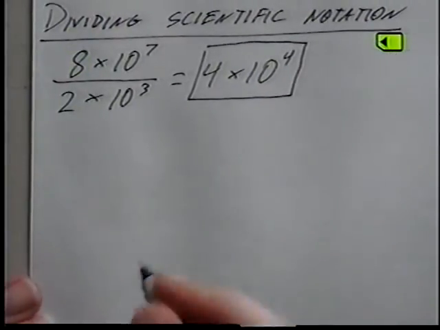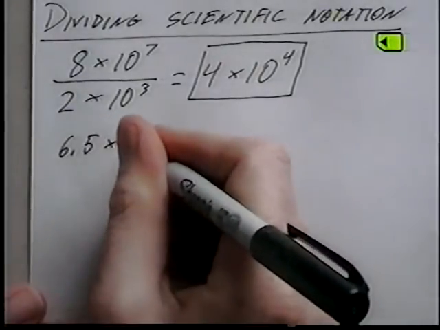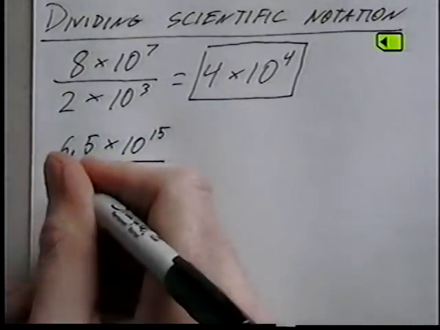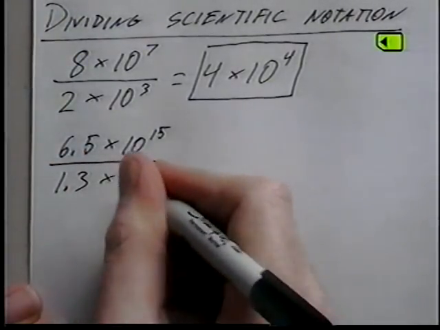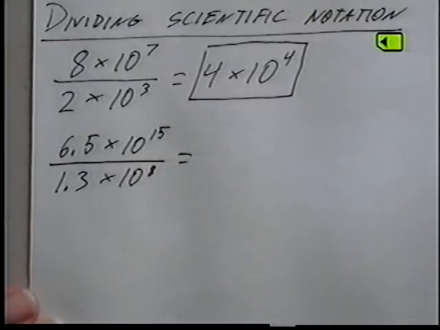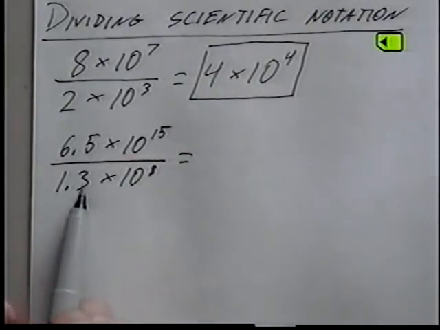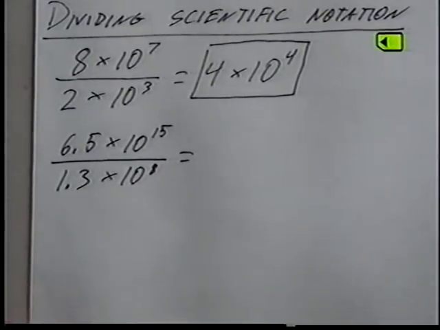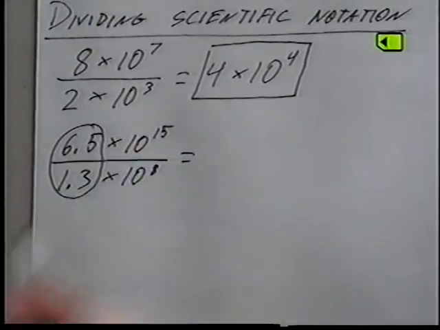Second question is 6.5 times 10 to the 15th divided by 1.3 times 10 to the 8th. Again, each of these numbers are scientific notation. Each of them is less than 10, and both of them are times 10 to some exponent. First step is to divide the numbers. This time we have decimals.